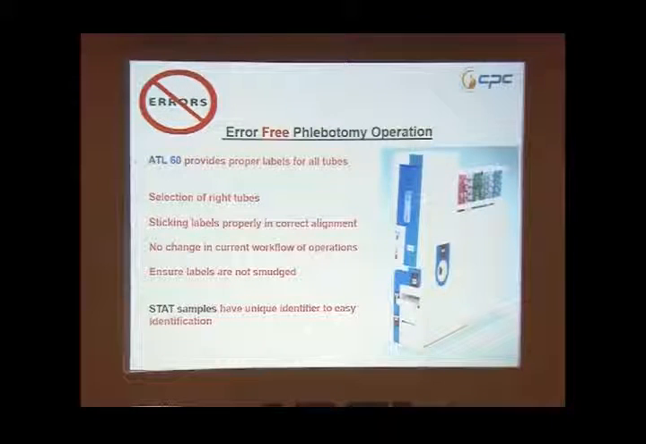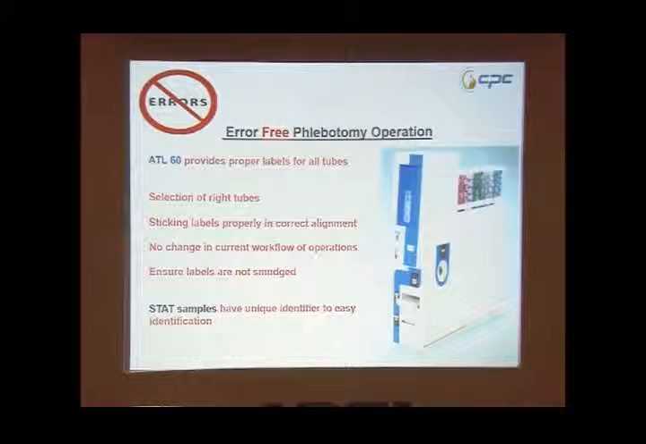Selection of the right tubes, sticking labels properly in correct alignment. That is very, very important because it checks the edge of the label and sticks it in such a way that the rejection rate is very, very minimal. And when you take the primary tube to the analyzer, none of the labels are rejected. So the reprint of labels is avoided, there is no change in the workflow, and it ensures labels are not sponged. Stat samples have a unique identifier for easy identification.